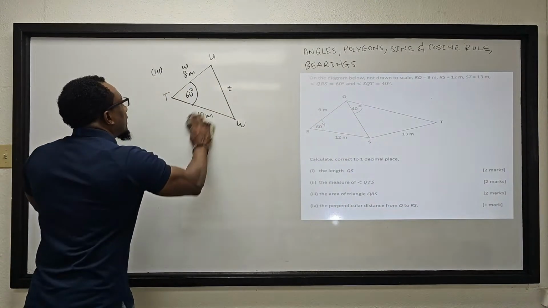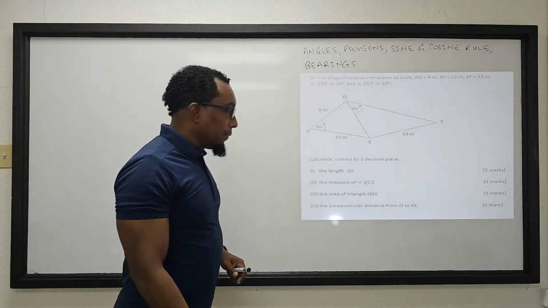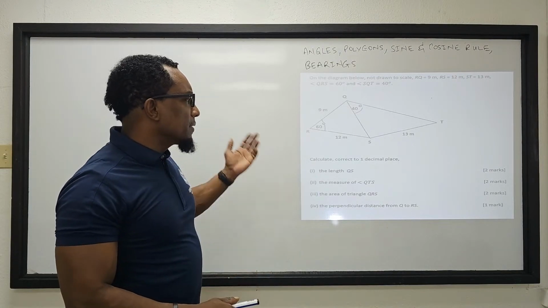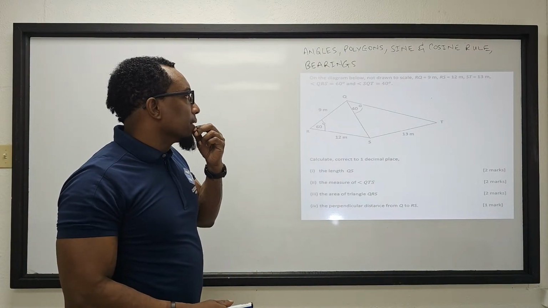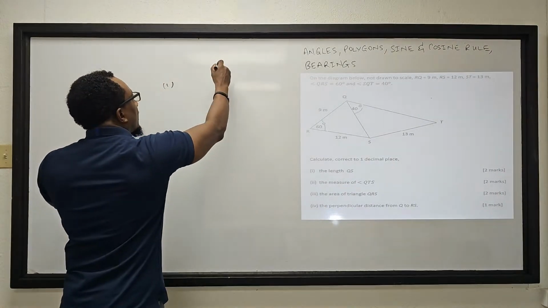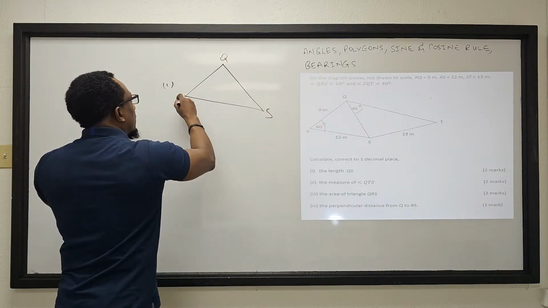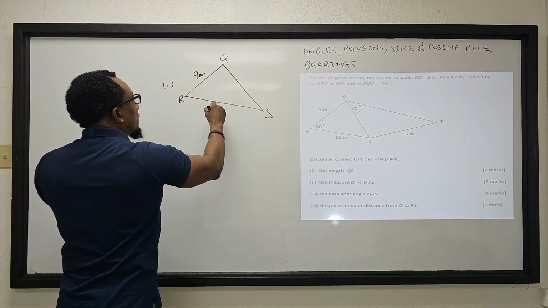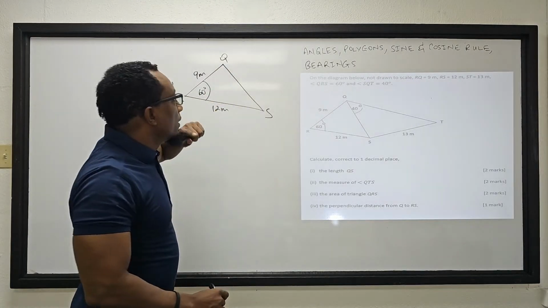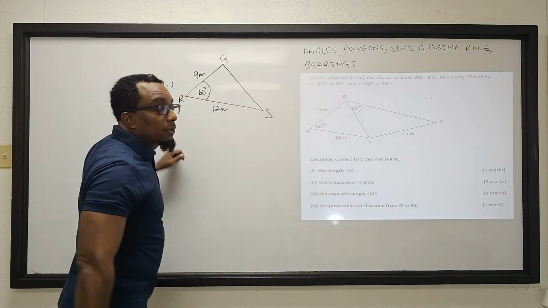So let's look at this question here. We want to find the length of QS. Again, this is very similar to the question we just did. I'll pull out this triangle: this is 9 meters, 12 meters, 60 degrees. To find the length of QS, we're going to use the cosine rule because you have two known sides that form an angle called the included angle.